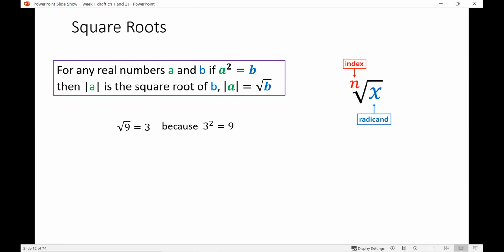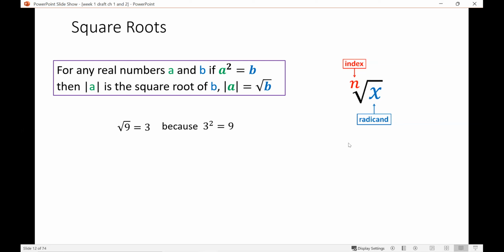So let's start with square roots. For any real numbers a and b, if a squared is equal to b, then the absolute value of a is what we call the square root of b. In other words, the absolute value of a is the square root of b. This little squiggly sign indicates a square root. If we don't specify, it means a square root, or we can put a tiny number inside that little nook, and that's going to tell us the index of the root. So we can do a cube root, a fourth root. We can really do any number of roots, okay? But the default is a square root.